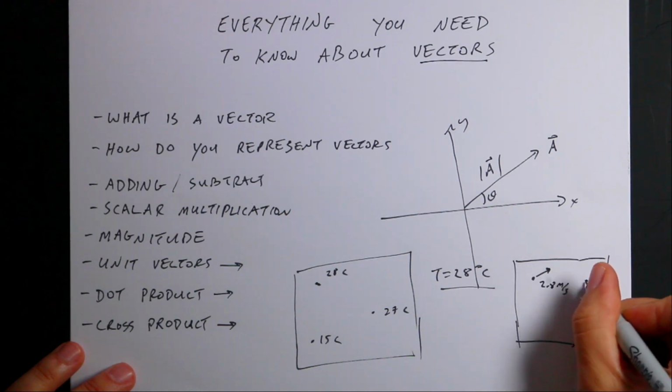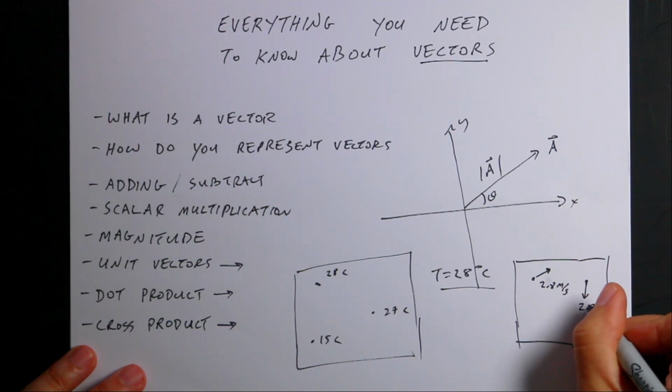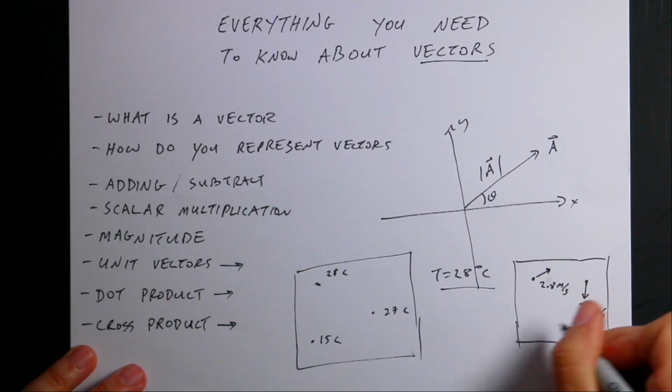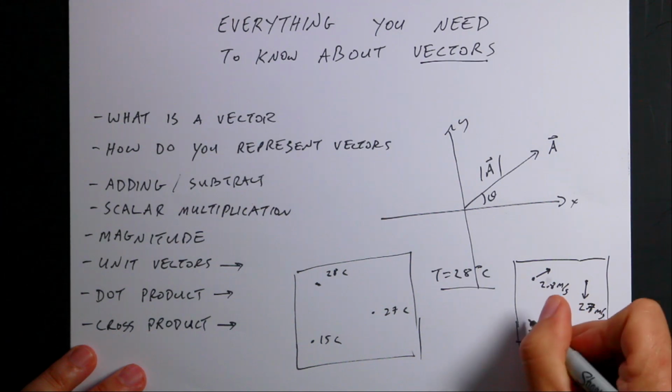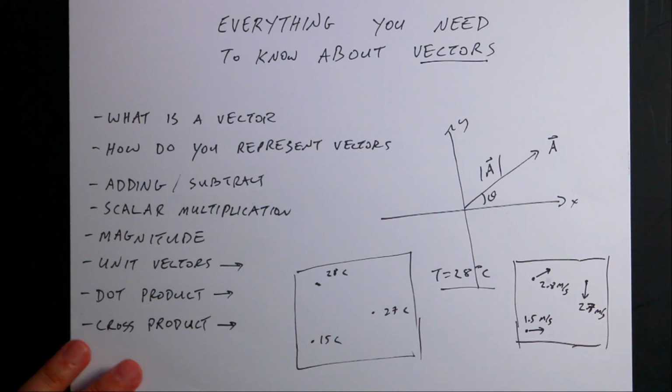Over here, it's going 2.7 meters per second, but it's going this way. That's 2.7. And over here, it's going 1.5 meters per second that way. So I can't just say 1.5 meters per second because that's obviously different if it's going up or down. So I need more information than just what the value is. I need to know what direction it is.